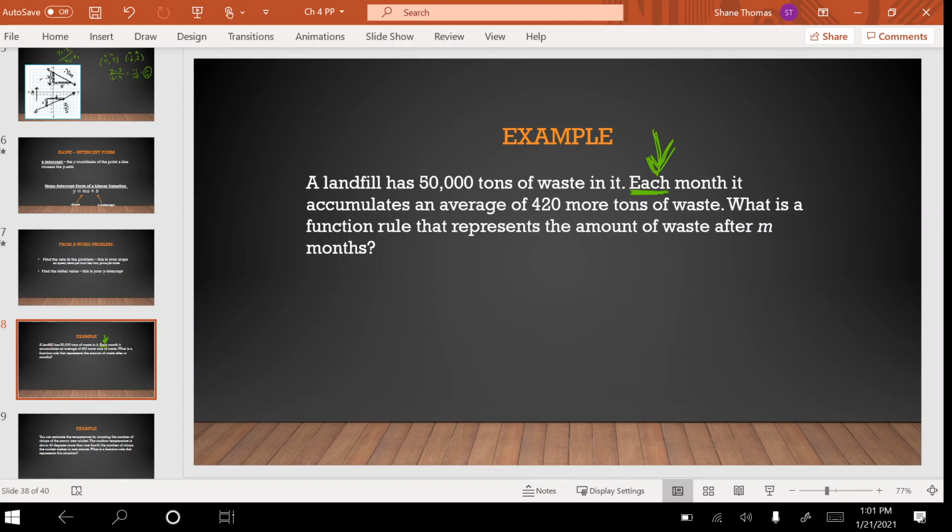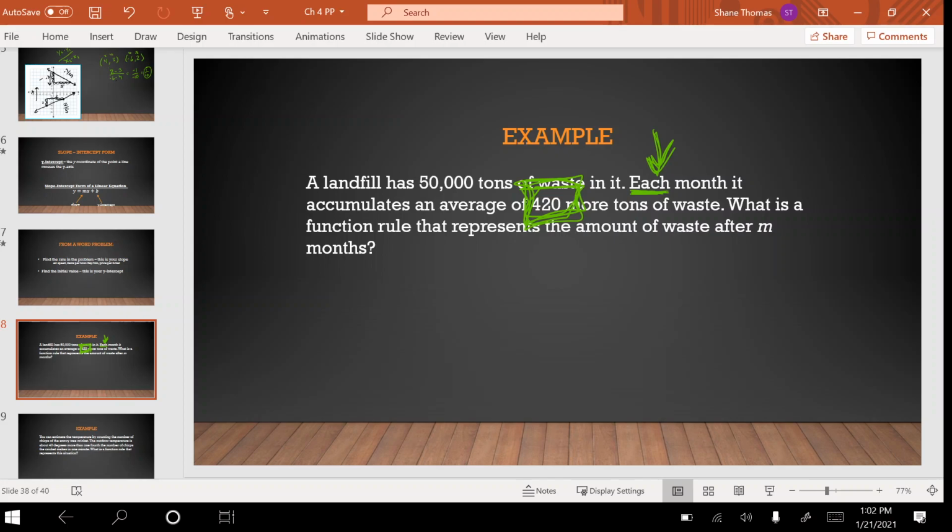So I see the word each. What's the next number that comes after the word each? The 420. That's your slope. Right there. Boom. Slope all day. See, I'm showing you. All these words are what mess you up. At the end of the day, we are going to look at essentially three words and two numbers. That's it. That's all that means anything to us. Everything else is just fluff.